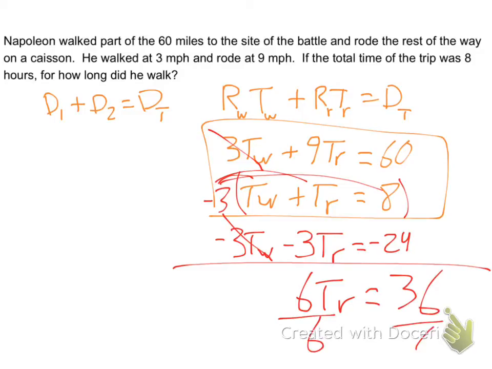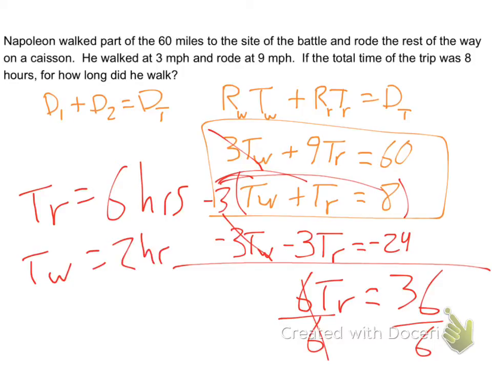And divide that by 6. So we know that he's going to ride for how long? 6 hours. Is that answering our question? No, it wants to know how long he walks for. 2 hours. So TW is 2 hours. That still doesn't answer our question. That's how long he rides for. But how long did he walk?